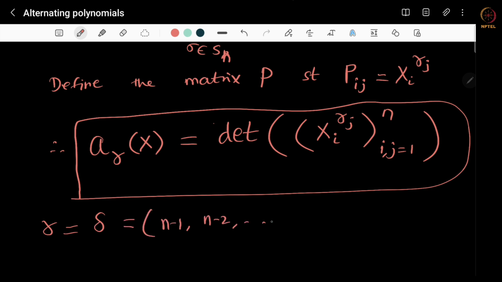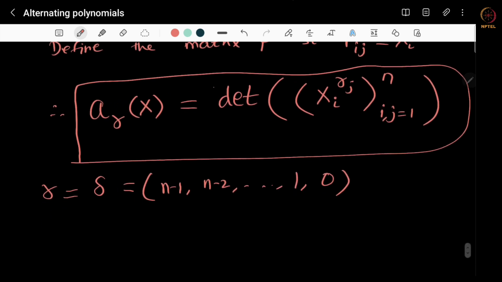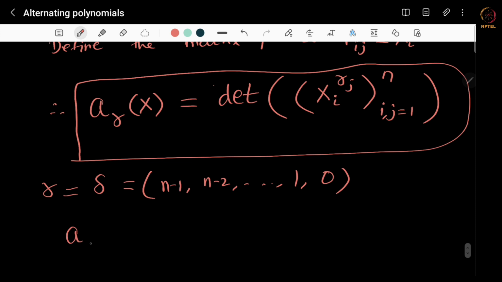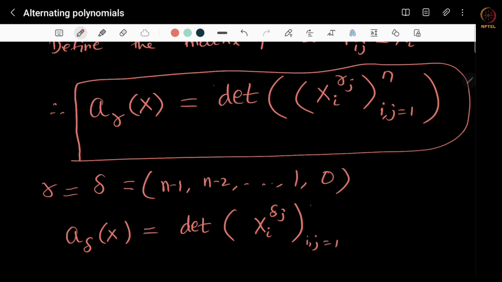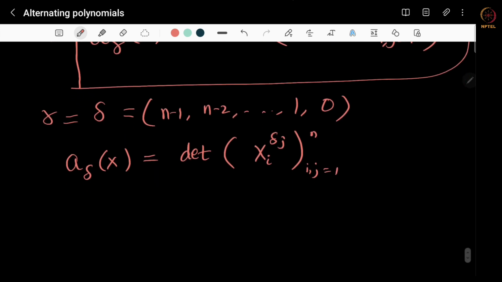Okay, so what that tells me therefore is that observe that the alternate a gamma of x is nothing but a certain determinant in disguise. Okay, what is it the determinant of? It's the determinant of the following matrix whose ijth entry is xi power gamma j. Okay, ij running from 1 to n. So this is an important observation here, that it's actually just a determinant.